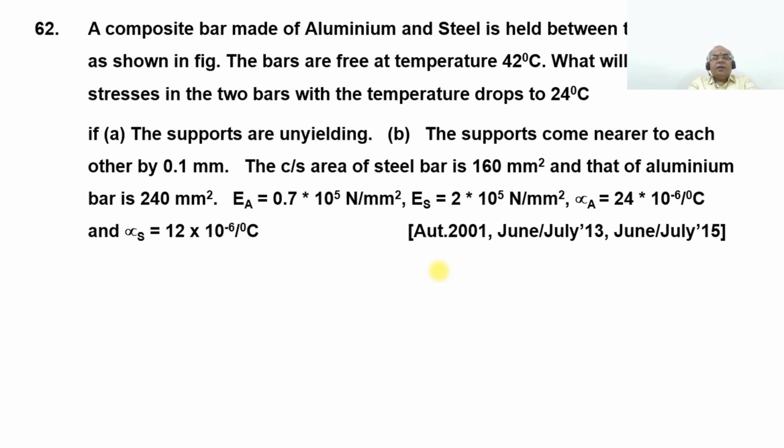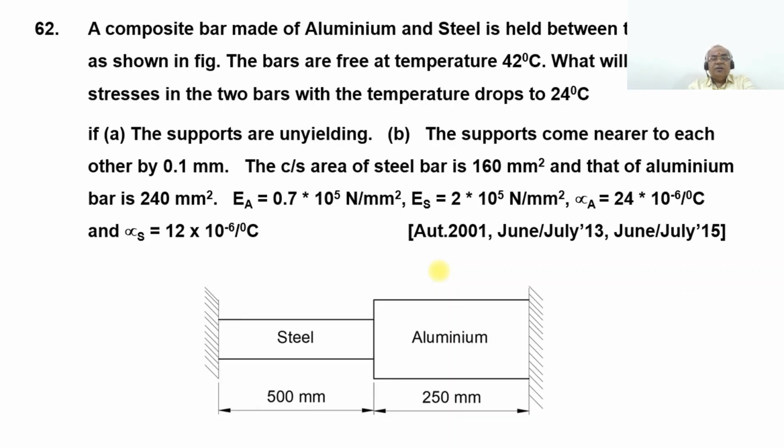A composite bar made of aluminium and steel is held between two supports, as shown in the figure. The bars are free at a temperature of 42 degrees centigrade. What will be the stresses in the two bars when the temperature drops to 24 degrees centigrade? If A, the supports are unyielding, and B, the supports come nearer to each other by 0.1. The cross-sectional area of the steel bar is 160 mm square and that of the aluminium bar is 240 mm square.